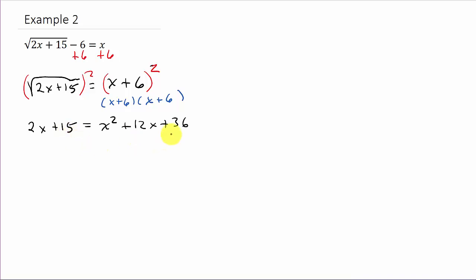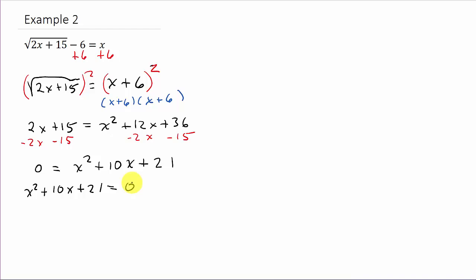So let's get everything to one side. So I'll subtract 2x, and I'll subtract 15. And so that is going to give me 0 over here equals x squared plus 10x plus, and then let's see, what is that, 21? Okay, well, when I solve a quadratic, I like the quadratic to be over here. So let's rewrite it. So we'll do x squared plus 10x plus 21 equals 0.